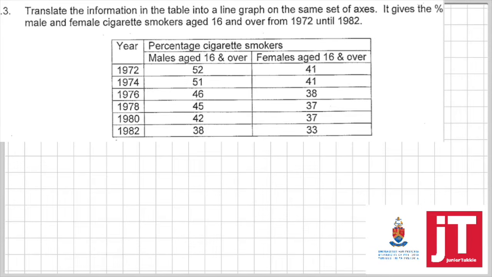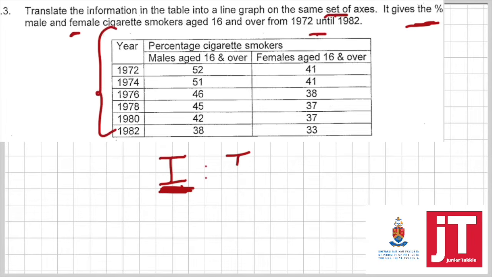Let's look at another one. Translate the information in the table into a line graph on, again, the same set of axes. It gives the percentage of male and female cigarette smokers age 16 and over from 1972 until 1982. Right. Now here, again, what am I controlling? Independent variable, I'm controlling the time. You see, I did the experiment from 1972 to 1982. I could have done it from 1990 to 2000. And then, of course, it makes it easy. Dependent variable, what are you measuring? The percentage of cigarette smokers, age 16 and over.